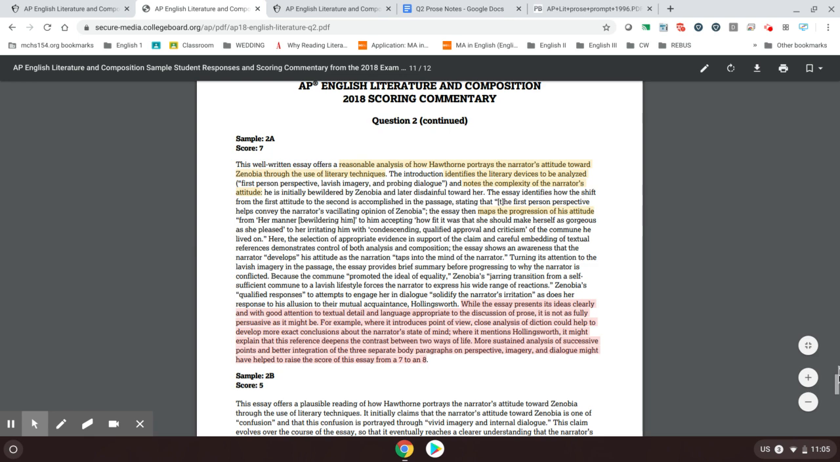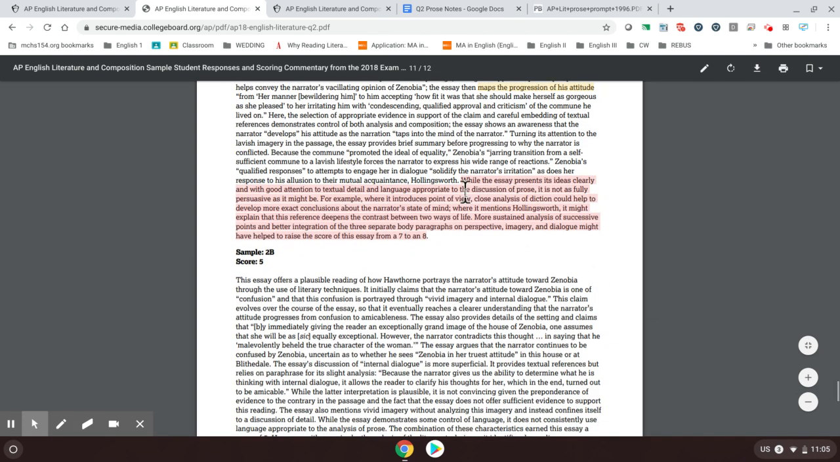However, this is an essay that I think it would merit because it's not perfect, looking at the end where it talks about what it could do better. While the essay presents ideas clearly and with good attention to textual detail and language appropriate to the discussion of prose, it is not as persuasive as it might be. When it introduces point of view, close analysis of diction, word choice, could help to develop more exact conclusions about the narrator's state of mind. All right, so it tells you specifically what could be done to improve this.